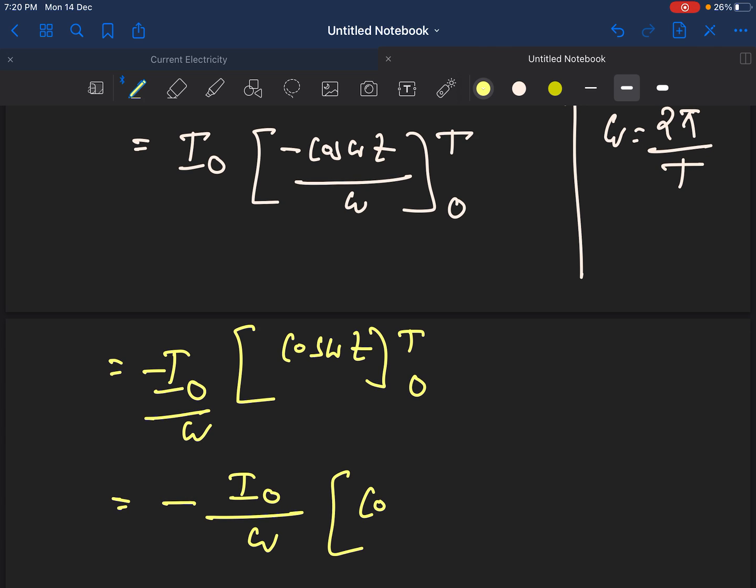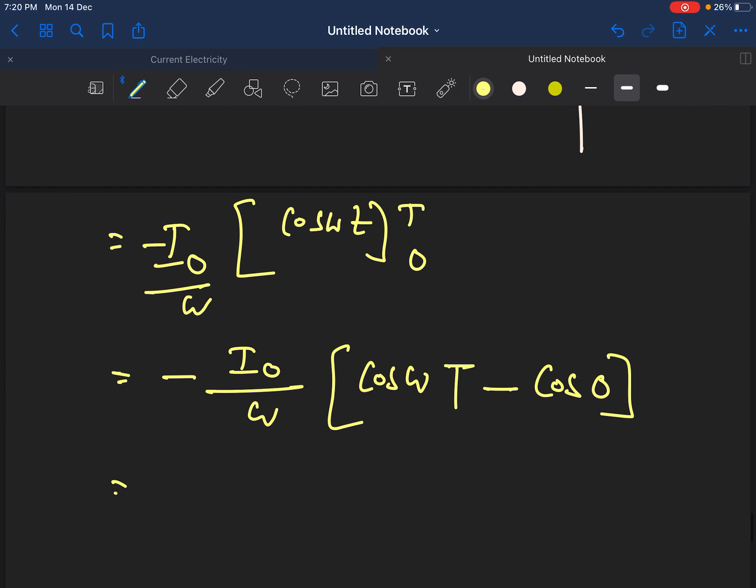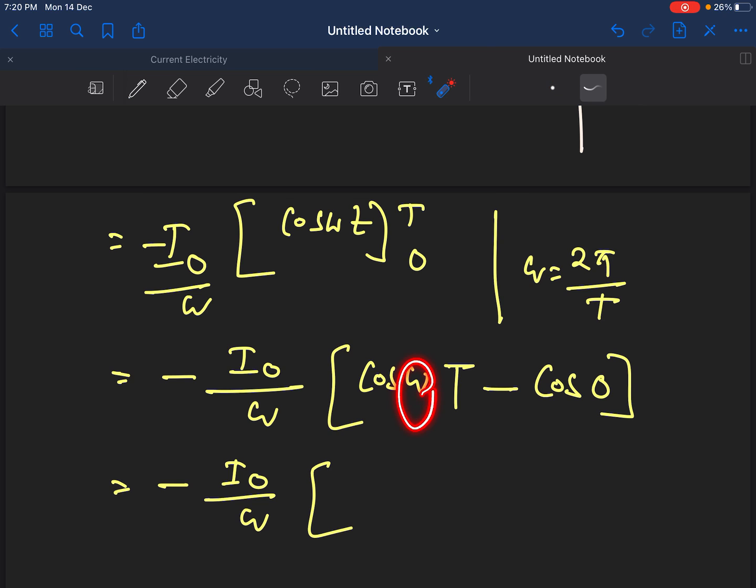So that can be written as minus I naught by omega, where cos of omega small t becomes capital T according to the integration rule, and then cos of 0 small t becomes 0, so cos 0. Now here you can see one thing, that cos omega t, omega means twice pi by T. If you put the value of omega, then what will happen, T will cancel. So finally you will get cos of twice pi minus cos of 0.